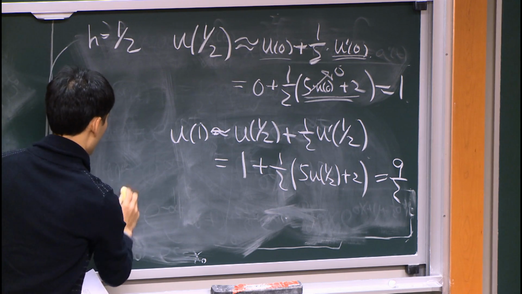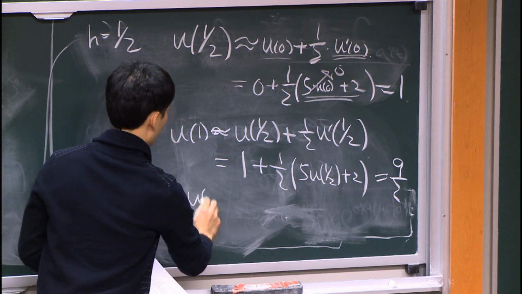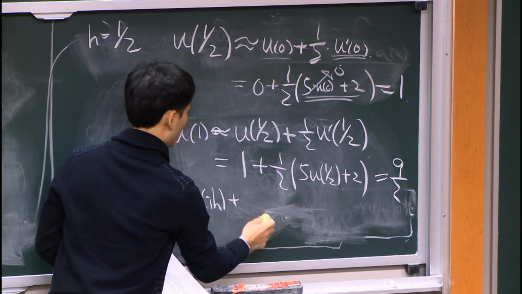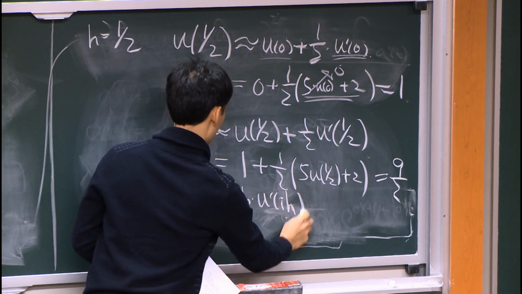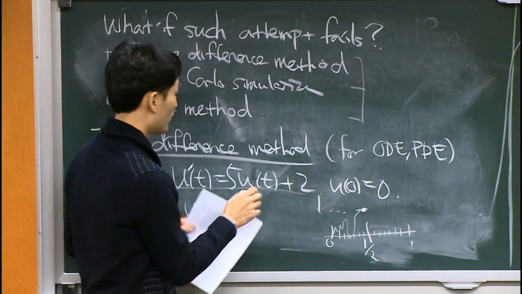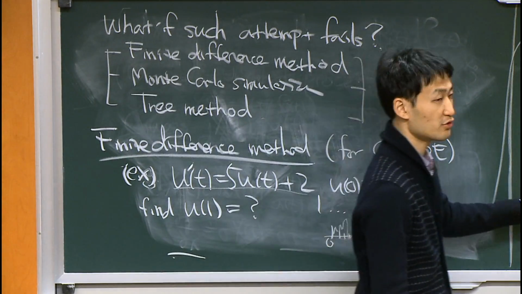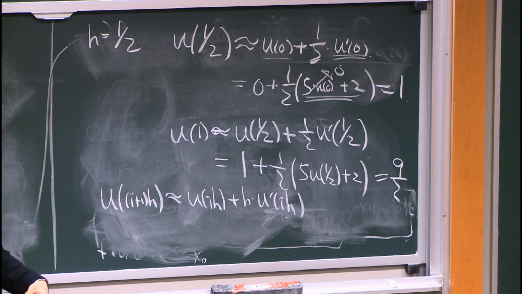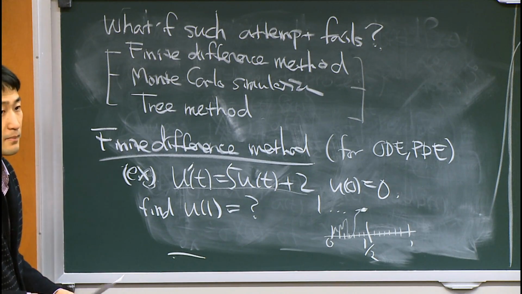So the equation is the i plus 1 step value can be approximated from the ith value plus h times u prime of the ith value. And repeat it, and you reach u of 1. And there's a theorem saying, again, if u is a reasonable function, if the differential equation is reasonable, then that will approach the true value as you take h to be smaller and smaller. Okay? That's called the finite difference method for differential equations.